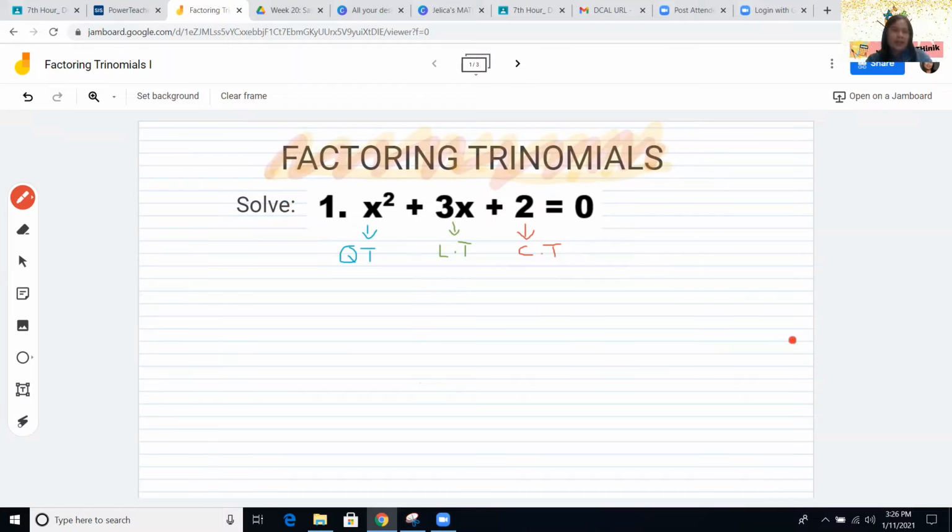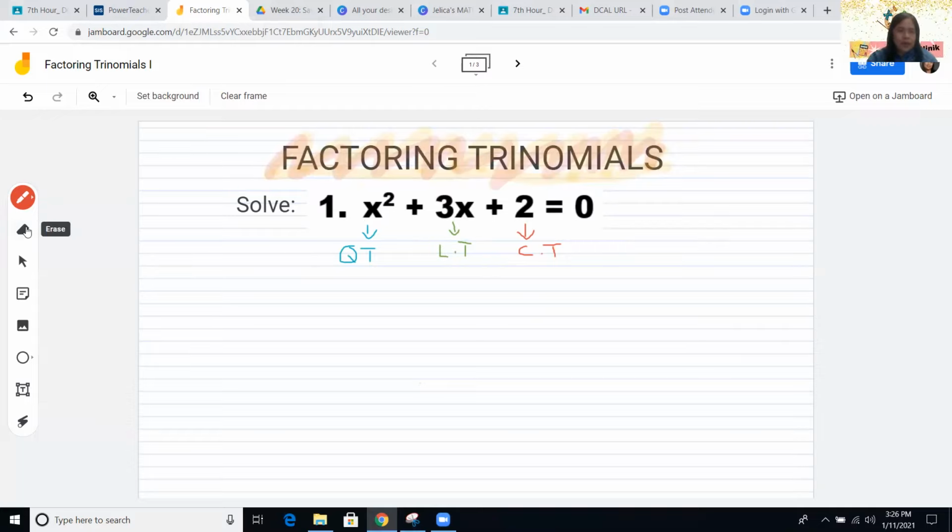For the next video, I will give more examples about trinomials with a numerical coefficient on the quadratic term. So wait for it. Okay, so the first step, as I mentioned a while ago, is we name the three terms: the quadratic term, the linear term, and the constant term.